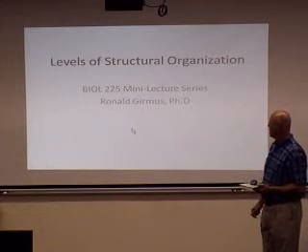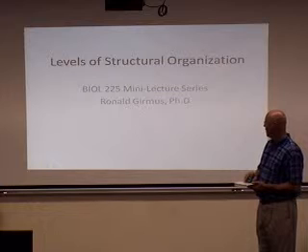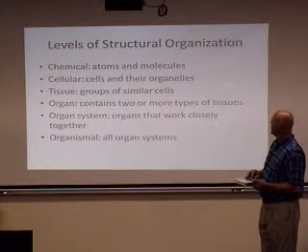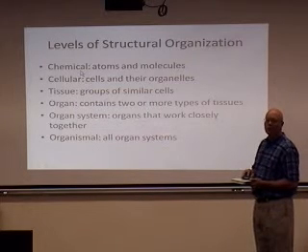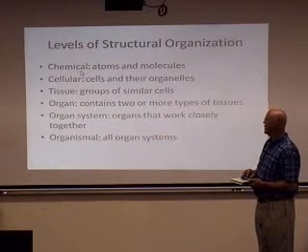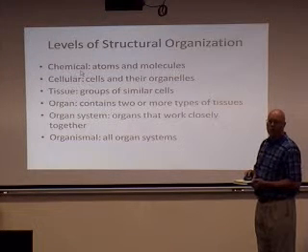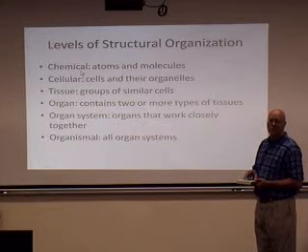Hello students, today's lecture is on the levels of structural organization of the human body, and you'll find this information in chapter 1 of your book. We start off at the smallest structural level, which is the chemical level, in which we're looking at atoms and molecules. And the 4 biological macromolecules that you have to know for this course are proteins, lipids, carbohydrates, and nucleic acids.